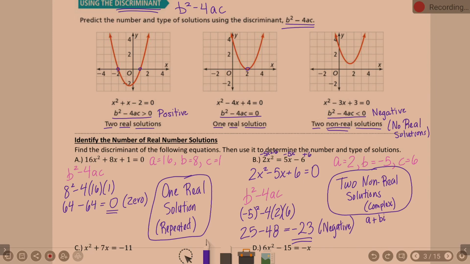Okay, are we seeing how we do this? The key here is to know what the discriminant means. Is it positive? Is it negative? From there.